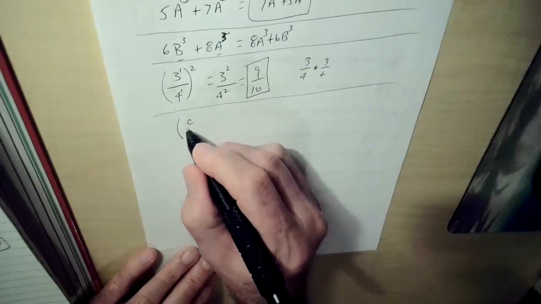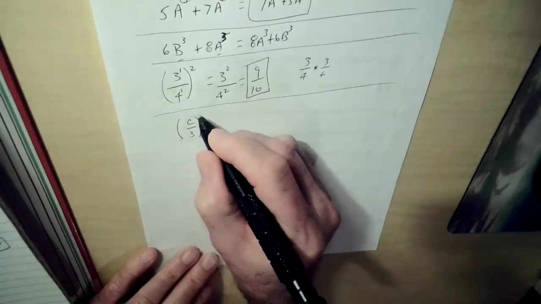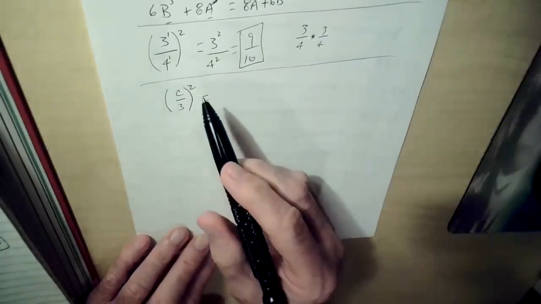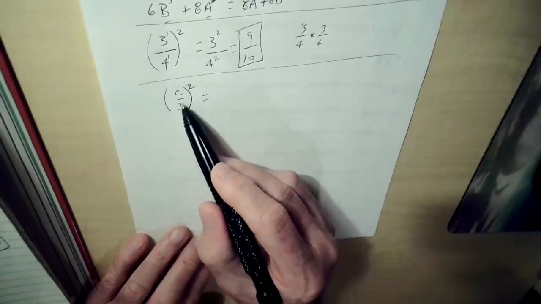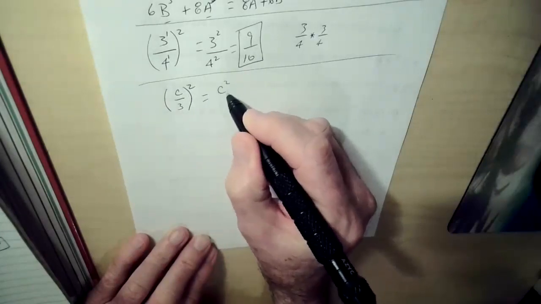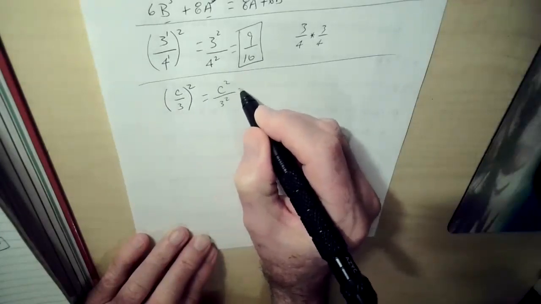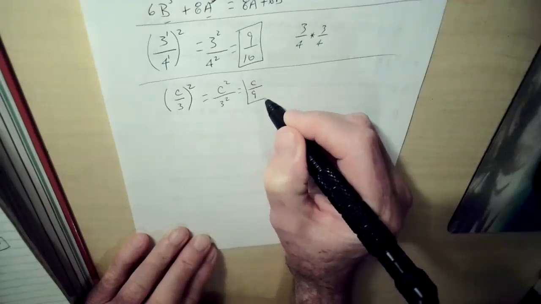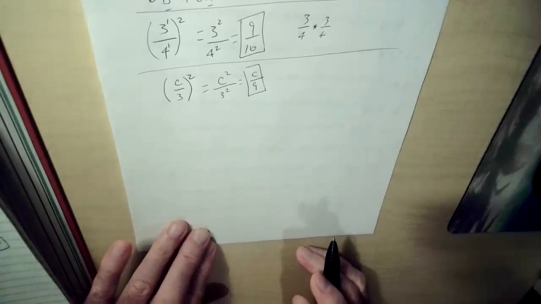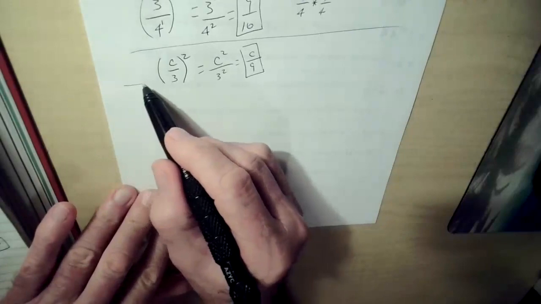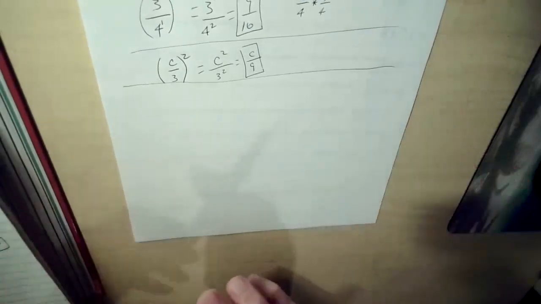And what about this? You have c over 3, all squared. Now again, we're going to distribute the 2 over everything inside the parenthesis. This is going to be c squared over 3 squared. This is c squared over 9.